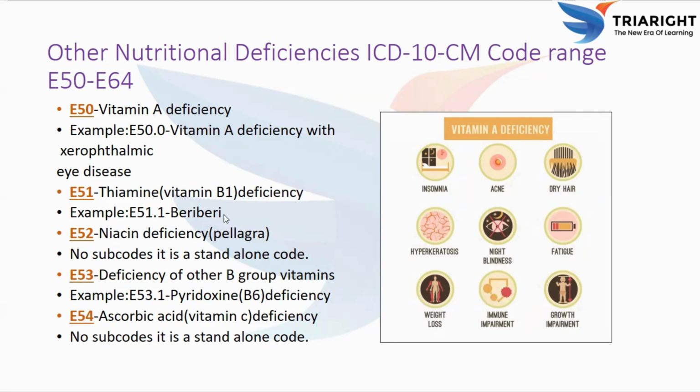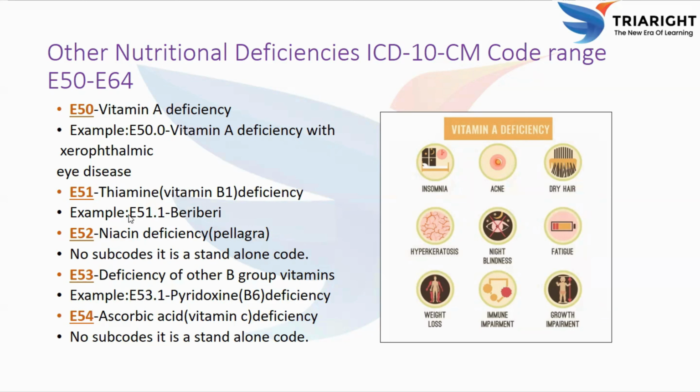So next, vitamin B1 deficiency, E51. What is the function of vitamin B1? It helps the body convert food into energy and supports nerve function. So what are the causes? You can observe poor diet, alcoholism, and also malabsorption.